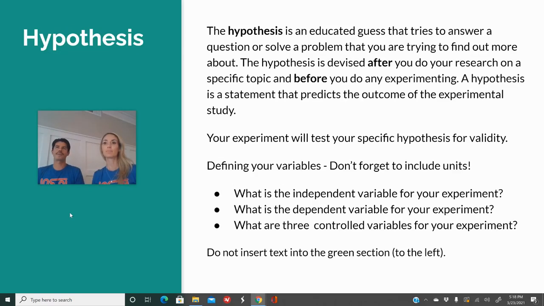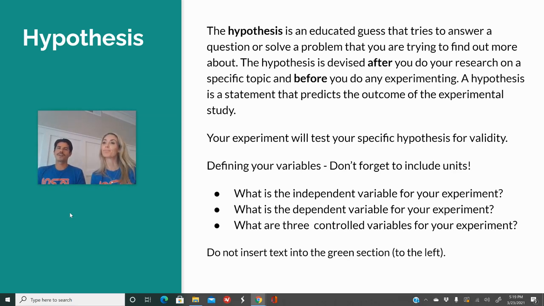So this slide is for your hypothesis. The hypothesis is an educated guess that tries to answer a question or solve a problem that you are trying to find out more about. The hypothesis is devised after you do your research on a specific topic and before you do any experimenting. A hypothesis is a statement that predicts the outcome of the experimental study. Your experiment will then test your specific hypothesis for validity.